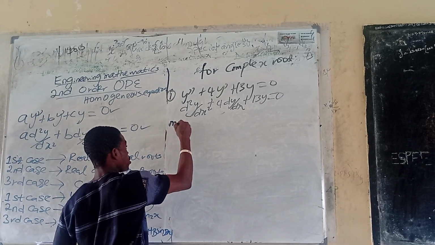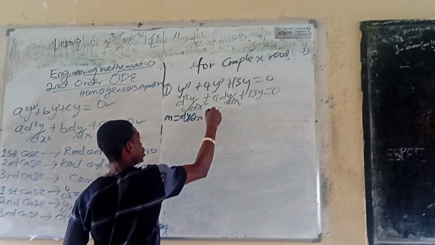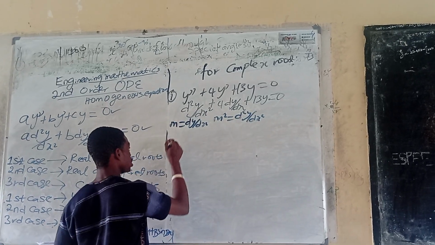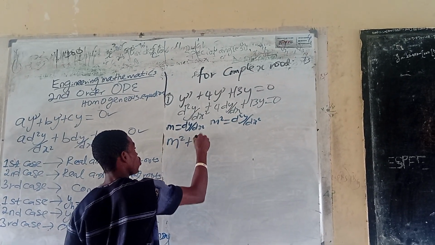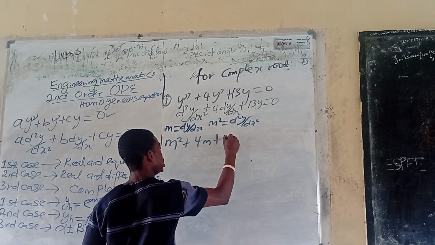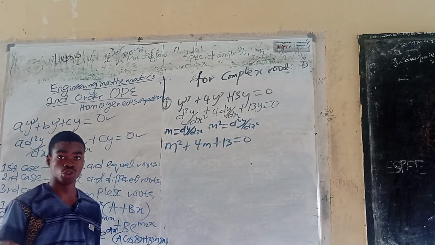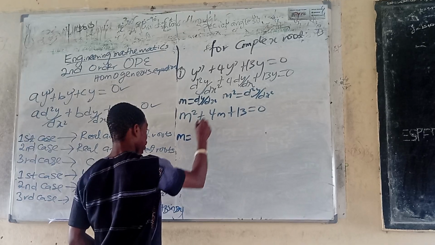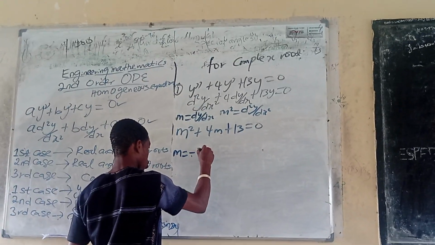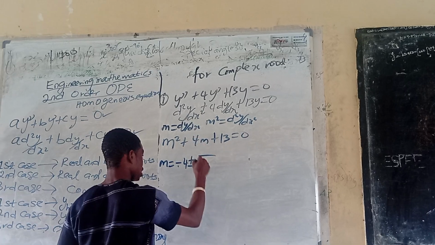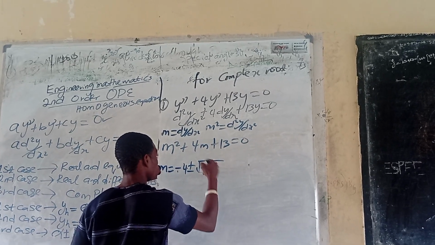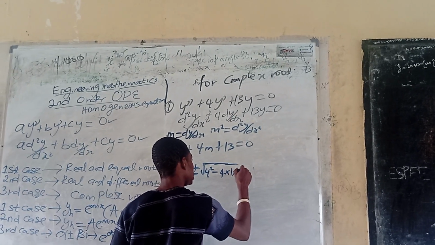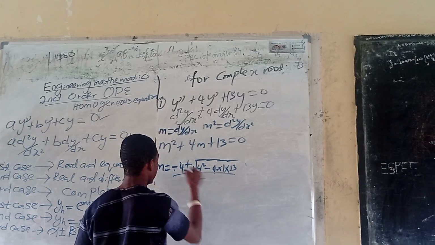So m will be equal to dy over dx, and m squared will be equal to d²y over dx². So this is just m squared plus 4m plus 13 equals 0. We still use the quadratic formula. m equals minus b, that's minus 4, plus or minus the square root of b squared, 4 squared, minus 4ac, 4 times a, that's 1, times c, 13, divided by 2a, where a is 1.